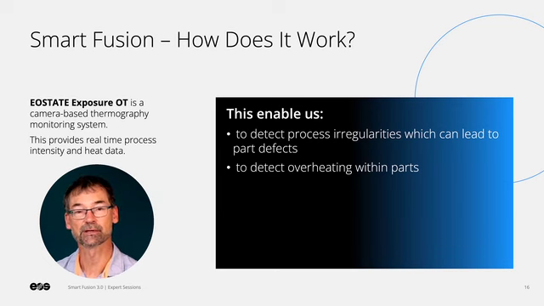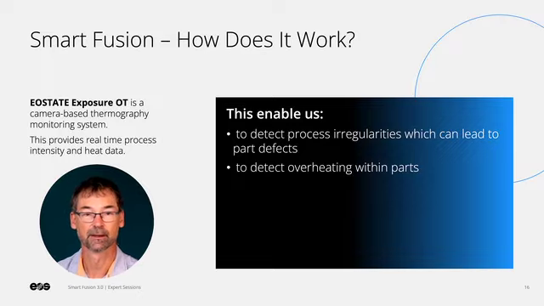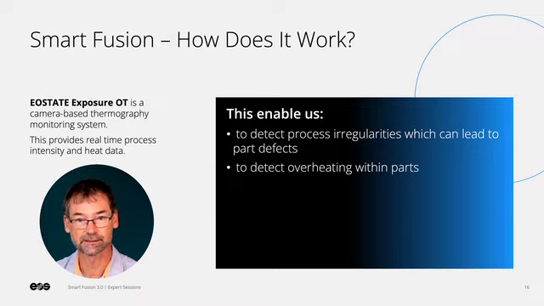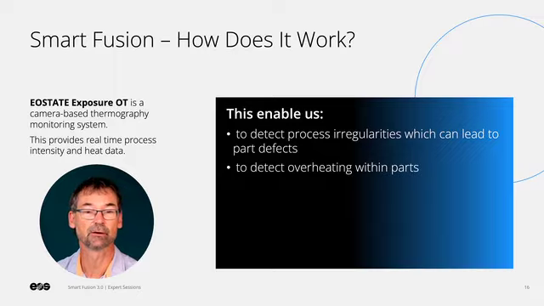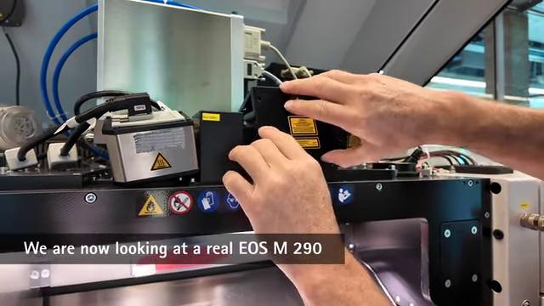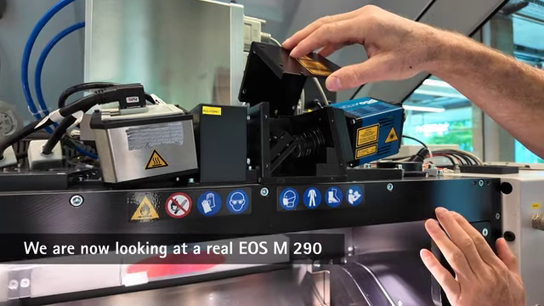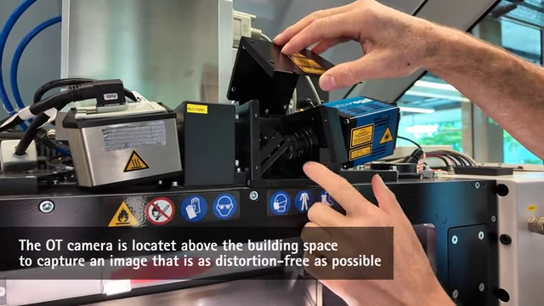EOS State Exposure OT is a camera-based thermographic monitoring system. This provides real-time process intensity and heat data. This enables us to detect process irregularities which can lead to part defects and to detect overheating within parts. With the OT camera, we capture radiation from different regions of the process.